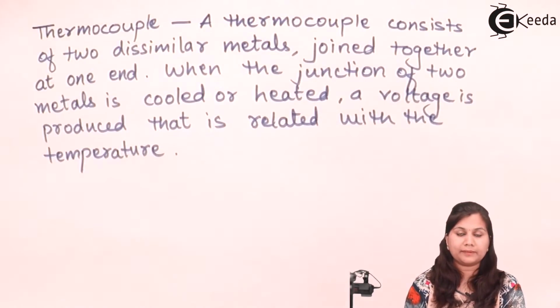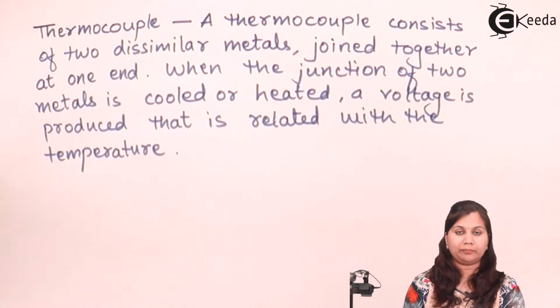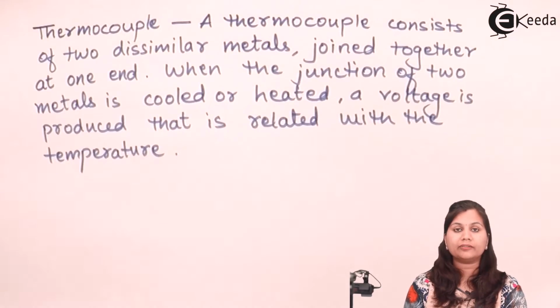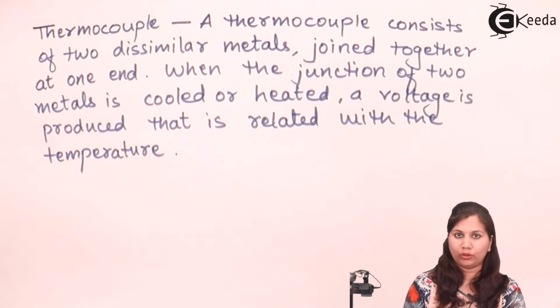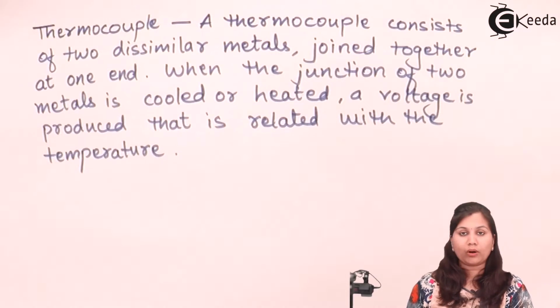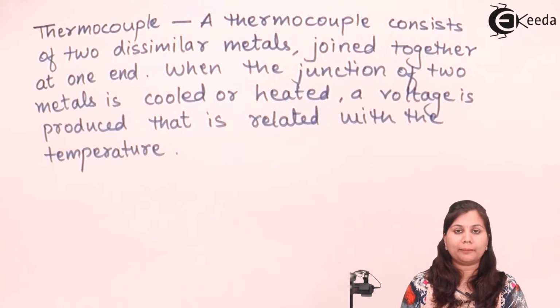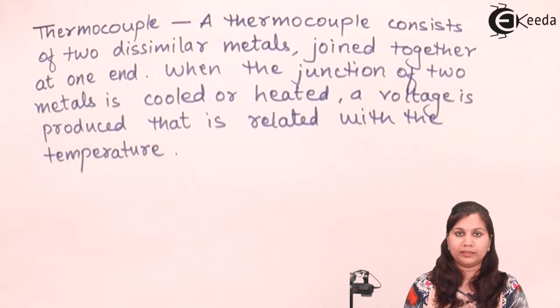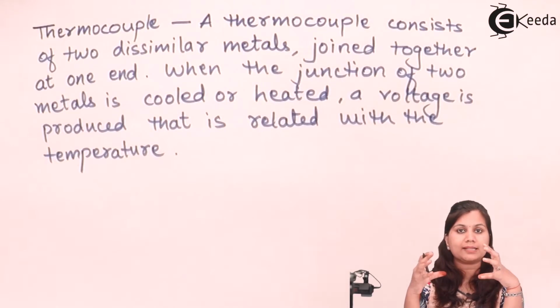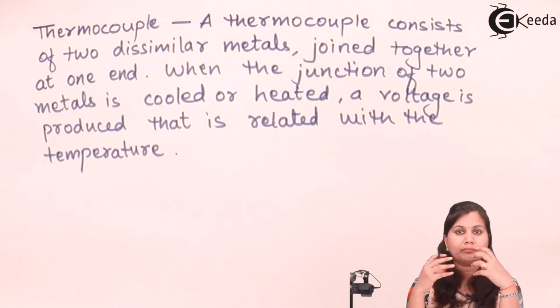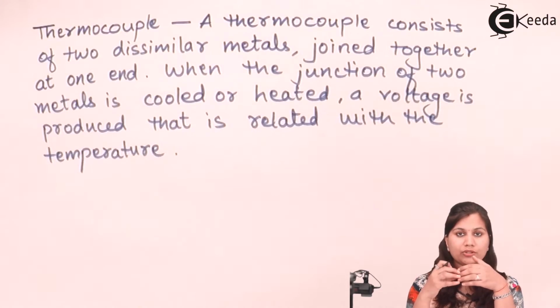Now, in thermocouples, there is no relationship of the temperature with the resistance. Here, we are going to measure the temperature by measuring the output voltage. Now, what is a thermocouple? A thermocouple consists of two dissimilar metals. Two dissimilar metals are joined together to form the junctions. There are two junctions. One junction is called a cold junction, another is called the hot junction.